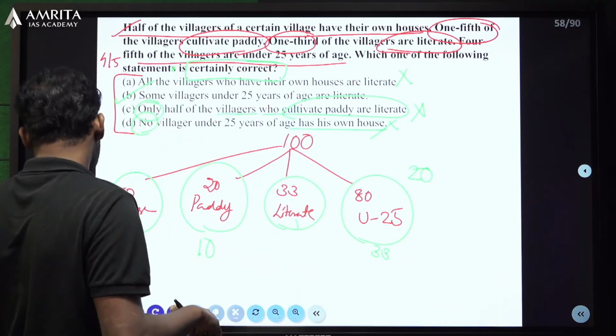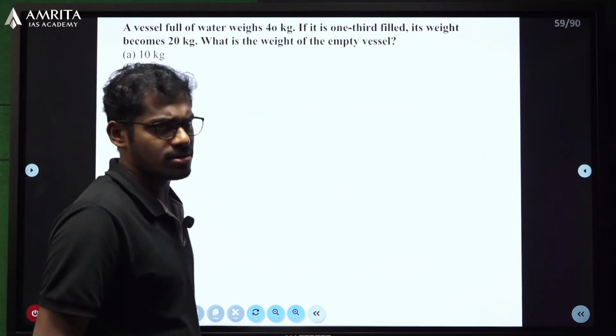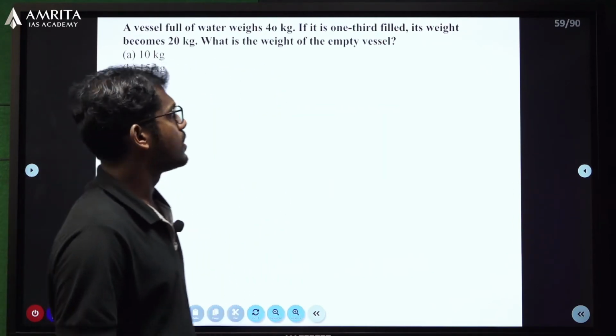Okay, a bit analytical question, but it's an average range. Not too difficult, not too simple.